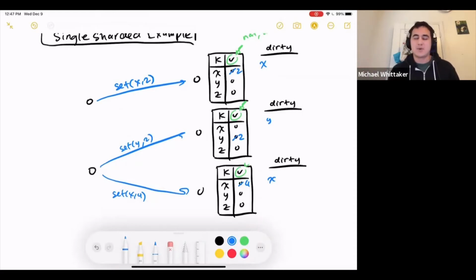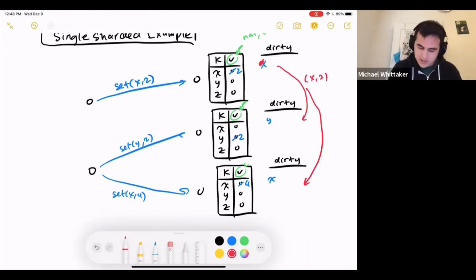But replicas are not the same, right? So we need to make sure they converge. What happens is every so often, these replicas are going to gossip. They're going to broadcast their dirty keys, the values of all the dirty keys, to the other replicas. So for example, this top guy is going to send to the other 2 replicas and say, hey, my key X is dirty, so I'm going to send you X and 2. And then it will eliminate X from the dirty set.